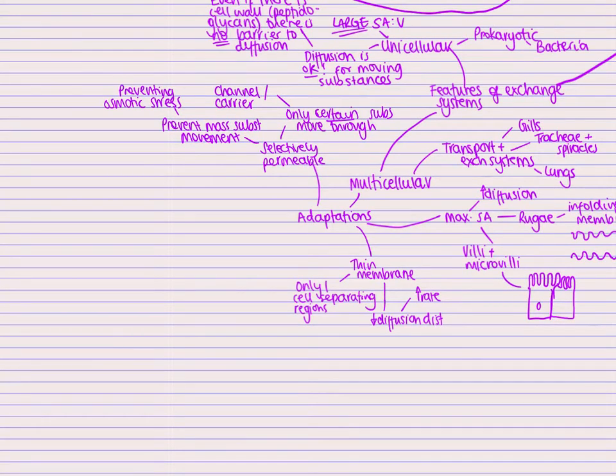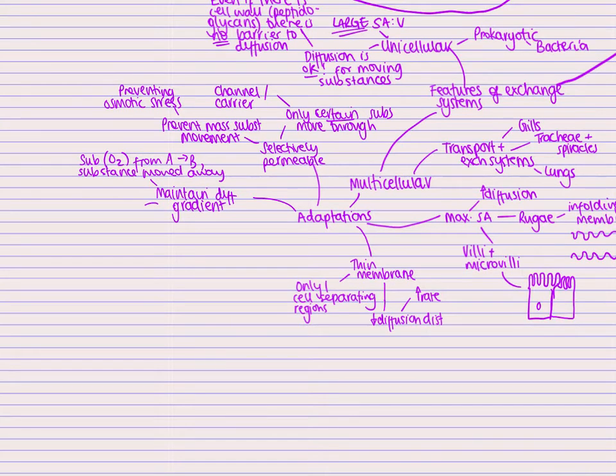And the final adaptation that these exchange surfaces normally have is a way to maintain the diffusion gradient. So that means to say that after I've moved my substance, maybe oxygen, from A to B, that substance has to be moved away, because we're continuing to ensure that there's a difference between places A and B, so we can keep moving substances along that transport gradient.